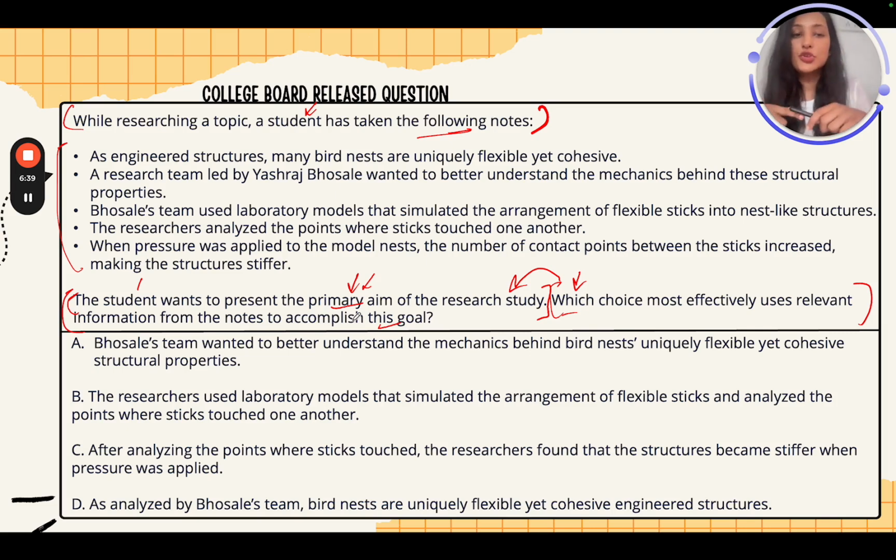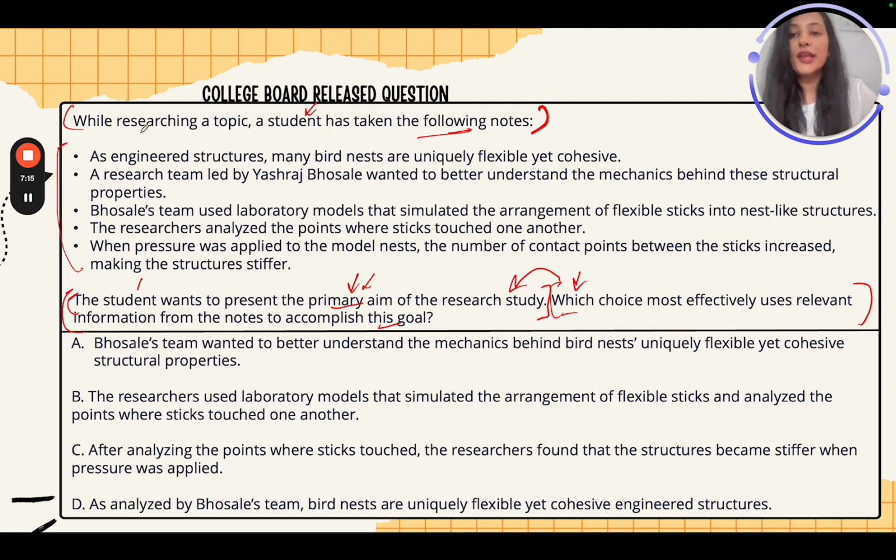Now, in this question stem, we know two things, right? What is it that the student wants to do? In this case, the student wants to present the primary aim of research, and how can you accomplish this goal? So as per the question stem, you have to go to the bulleted points, right? But that is what we are trying to avoid. We are trying to avoid going to the bulleted points and reading everything first, and then going to the options. We directly want to go to the options, right? And how all of this is going to work out, we'll see that in the strategy video. For now, just understand the structure of this particular question type.